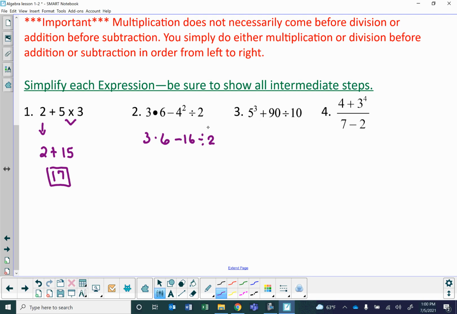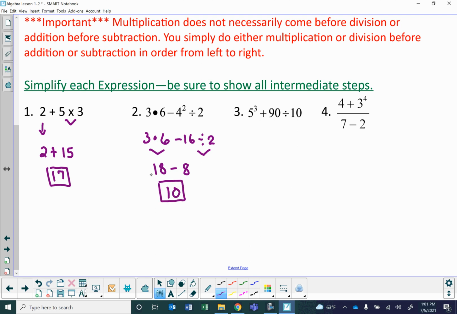So now I'm going to look at this and go, okay, what do I need to do next? Well, I have a multiplication here, and I have a division here. Since the multiplication comes first from left to right, I will do it first. So 6 times 3 is 18. Leave my subtraction sign, and then 16 divided by 2 is 8. So now I have 18 divided by, actually subtracted by 8, okay? And 18 minus 8 is 10.